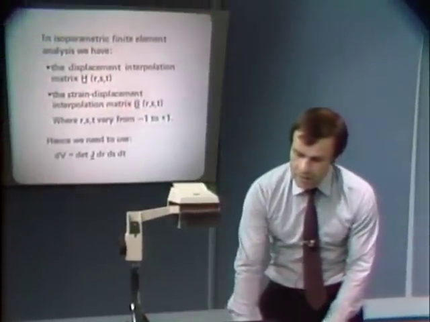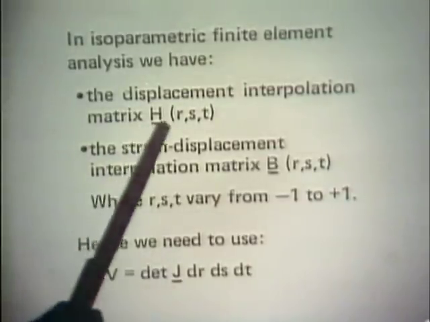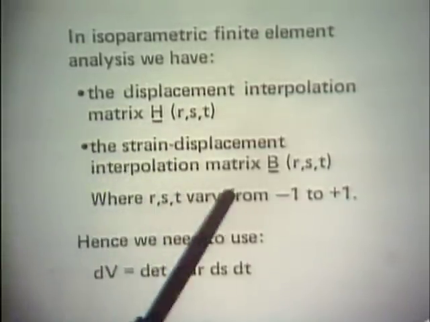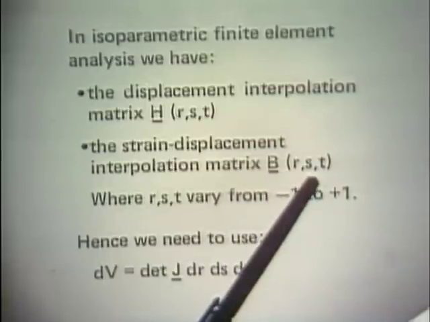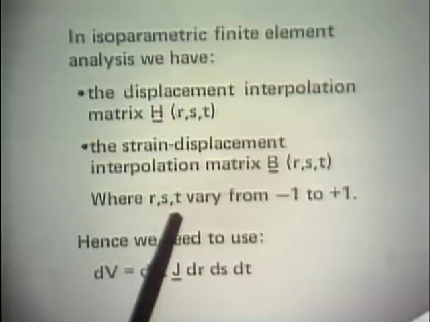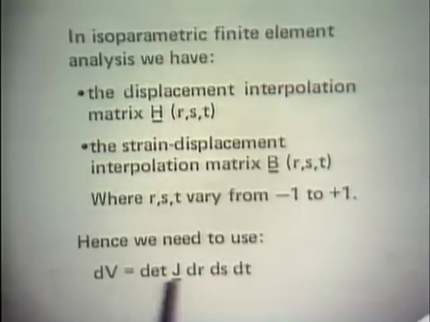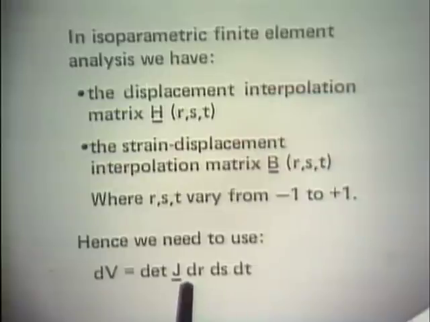In isoparametric finite element analysis, as I mentioned already, the displacement transformation matrix is a function of r, s and t. The strain-displacement interpolation matrix is also a function of r, s, and t in three-dimensional analysis. Of course, in one- or two-dimensional analysis, we only talk about r, or r and s, respectively. Remember, please, that r, s, and t vary from -1 to +1, and that we therefore need the volume transformation here, dV being the determinant of J, where J is the Jacobian transformation between the x, y, and r, s axes, or x, y, z, and r, s, t axes. And, of course, dr, ds, dt are the respective differentials that have to be used here, too.